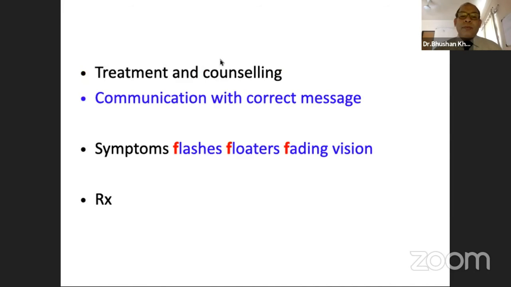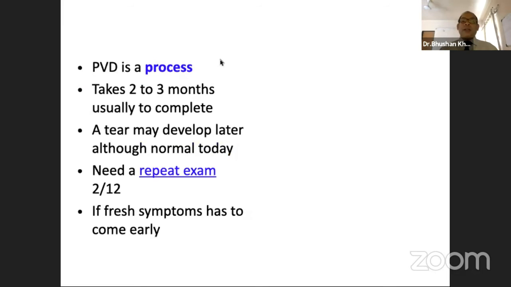At this point of examination of a patient, I will emphasize correct communication with a correct message to the patient. We should explain to the patient that posterior vitreous detachment is a process which goes on for almost 2 to 3 months. Although normal today, a tear may develop later and a repeat examination is mandatory. 3 to 4% of patients may develop a tear over this period. He also has to be warned: fresh floaters, fresh flashes, he should report early to you.